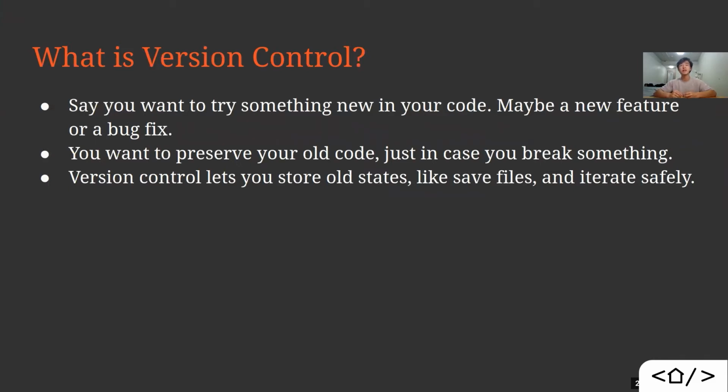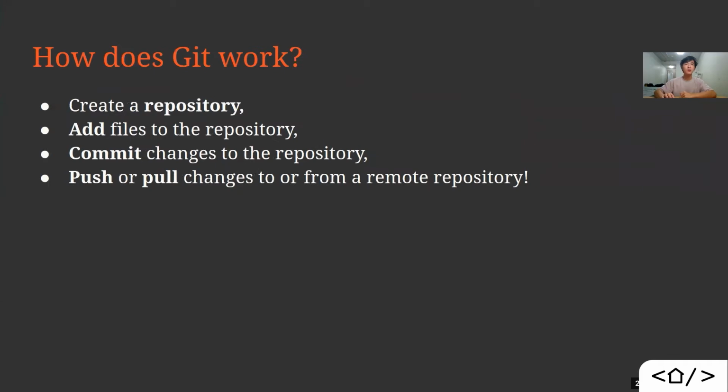What Git lets you do is store old states, like save files, and iterate safely, among many other things. Git also lets you create new branches that you can later merge into the main code base, whatever you might want to call it. It lets you collaborate with lots of other people when you make repositories shared. Git is a really, really powerful tool, and it will be incredibly essential, especially as the hackathon is remote, for collaborating with your peers.